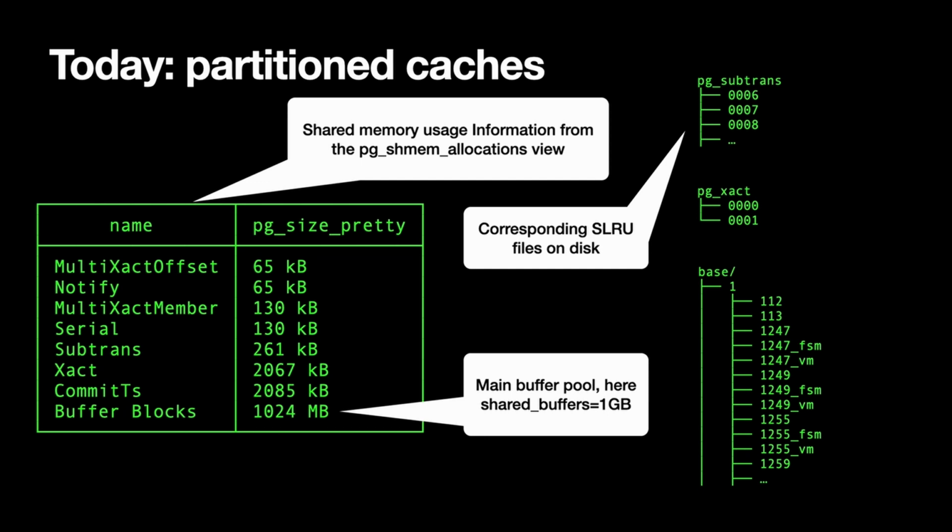And you can see on the right I've shown how there's a bunch of files on disk, and the main relation data that currently is the only thing that goes into the main buffer pool is stuff under base. It's got relation files, index files, table files, that kind of stuff. But the SLRUs, the other 7 things here, it's these files that have hex numbers: pg_subtrans, pg_xact, and there's 5 others.